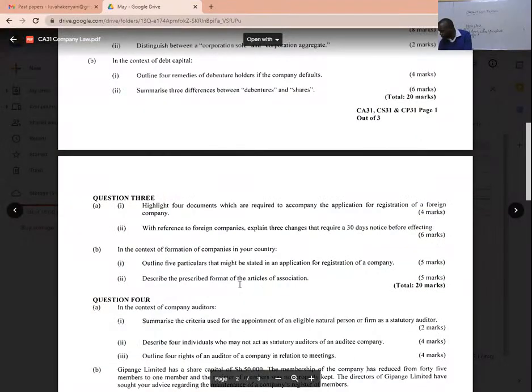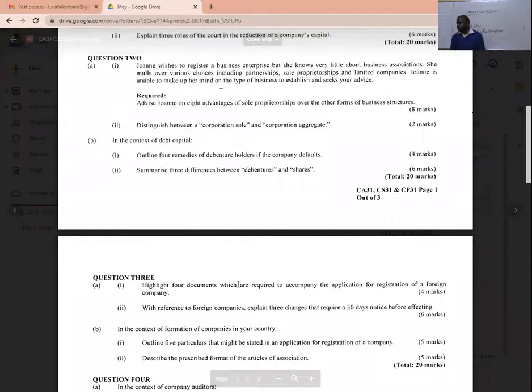Roman two, it says, with reference to foreign companies, explain three changes that require a 30-day notice before effecting. So what are the changes that will require a 30-day notice before they're actually effected in a foreign company?